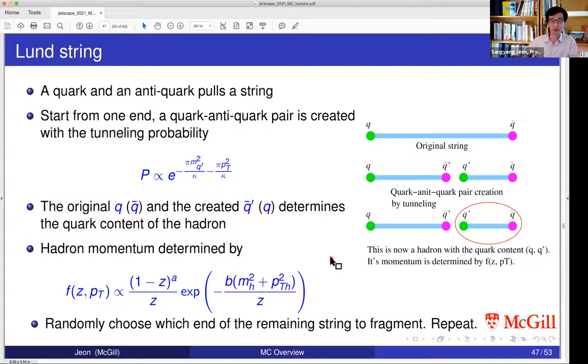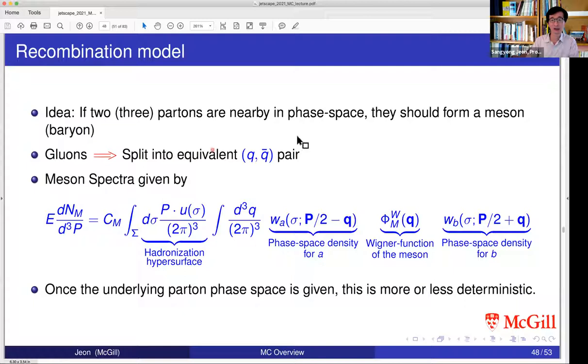The recombination model is a different idea. What it does is that you start with a distribution of partons, quarks and gluons, in phase space. And you ask the partons, who are the neighbors? Neighbors meaning neighbors in phase space, meaning that they have a similar position, not only similar position, but also similar momentum, so that they're actually moving together. At some point you decide, these guys are moving together, I'm just going to form a meson. If you have three particles moving together, quarks let's say, then you can form baryons.